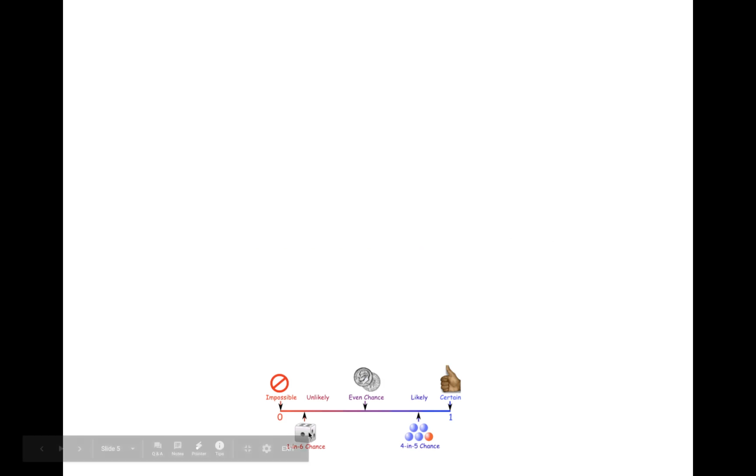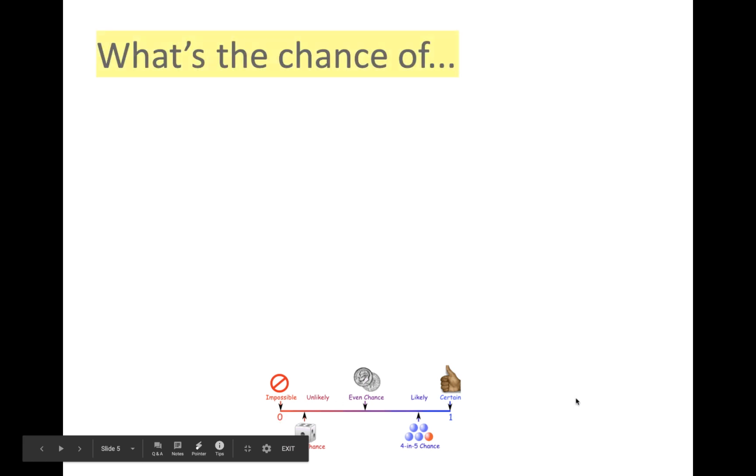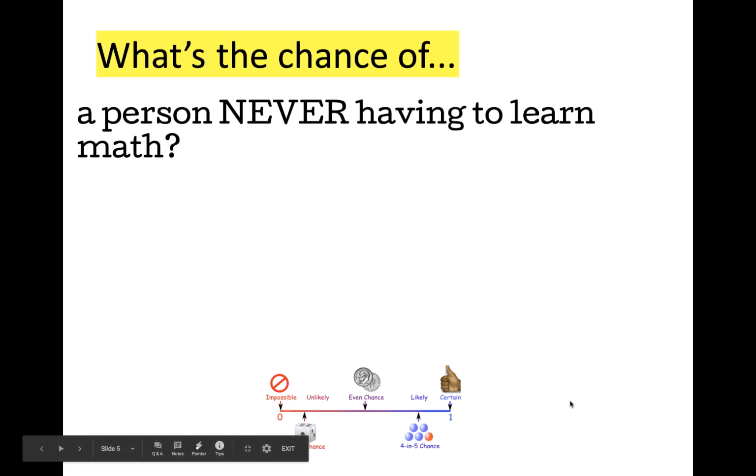Let's take a look at this a little bit closer. So there's that probability number line. Remember, it's between 0 and 1 and actually including 0 and 1 as well. What are the chances of you never having to learn math in your life? Where would that fall on the probability number line? It's impossible. The chance of you never having to learn math in your life, the probability of that is impossible. Because the opposite of that, you have got to know how to work with numbers. So the probability of you never having to learn math is impossible.